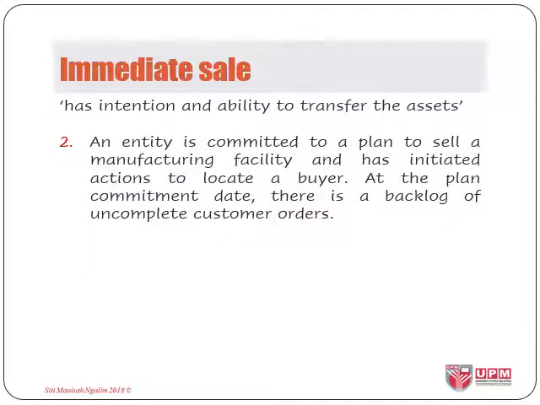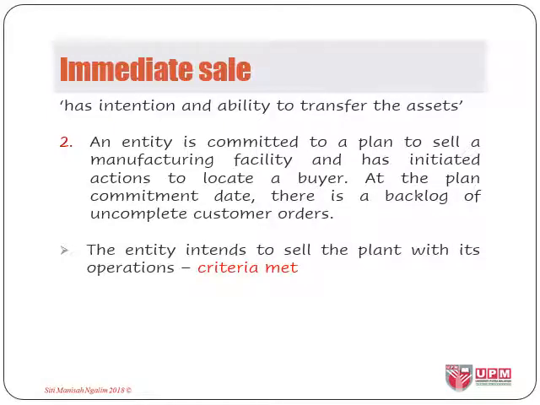Now consider this. A manufacturing plant is planned for a sale and action to locate a buyer is already taken, but it still has a backlog of incomplete customer orders. These incomplete customer orders may be the source for not meeting the immediate sale requirement. Say the entity intends to sell the manufacturing plant with its operation. This decision is definitely meeting the immediate sale requirement at the planned commitment date. This is because the incomplete customer orders will be resumed by the buyer, so it will not delay the transfer.